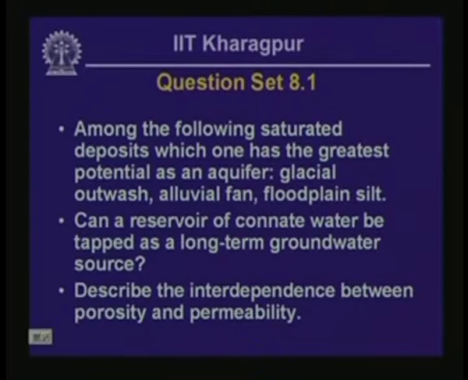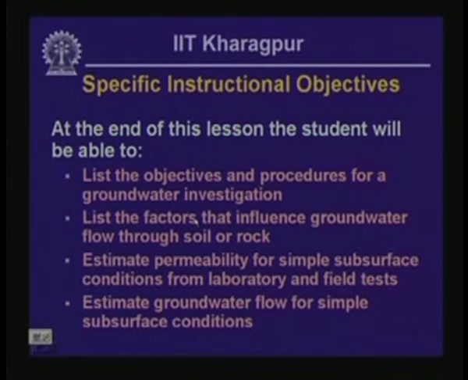So what we need is a larger porosity matrix, but that is not the only factor you need to look at while selecting a potential groundwater aquifer. You also need to look at the grain size distribution of the formation as well. In addition to it, you need to ensure that the pore spaces are relatively interconnected. Okay, so that takes care of the question set of the previous lesson.